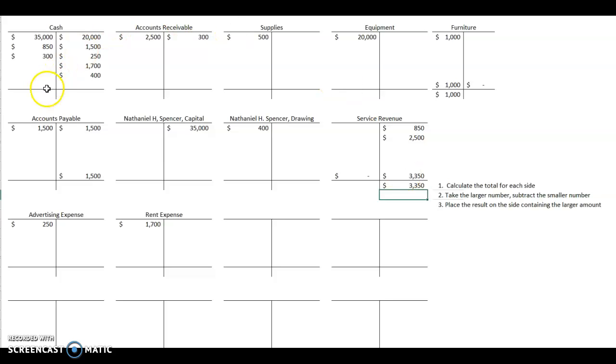One more, we're going to do this cash account. So again, add up both sides. Total debits are $36,150. Total credits, $23,850. Take the larger number, subtract out the smaller number, leave it in the column of the larger number. So our cash account has an ending balance of $12,300.